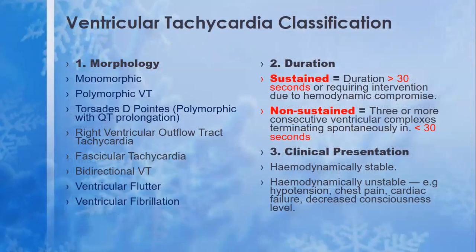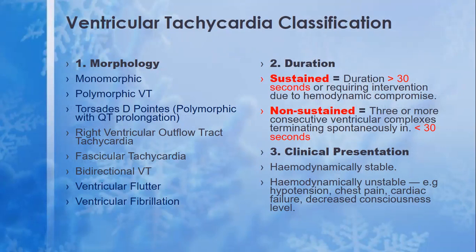Ventricular tachycardia is classified according to morphology into monomorphic VT and polymorphic VT. There are other variants like torsades de pointes, right ventricular outflow tract tachycardia, fascicular tachycardia, bidirectional ventricular tachycardia. There may be ventricular flutter or ventricular fibrillation. And according to duration, it may be sustained or non-sustained. When the duration is more than 30 seconds, it is called sustained ventricular tachycardia. When the duration is less than 30 seconds with 3 or more consecutive ventricular complexes, then it is called non-sustained ventricular tachycardia.